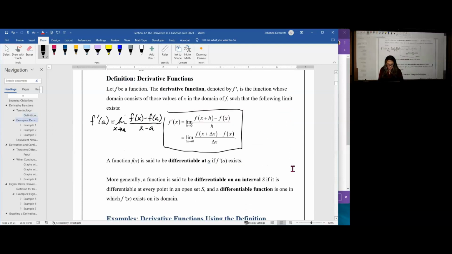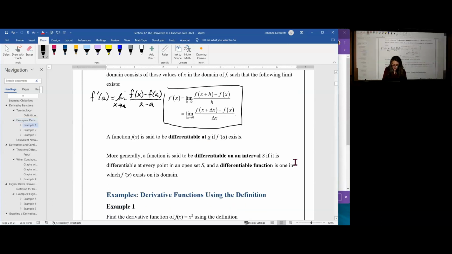If the derivative of a function exists at all points in the domain, we say that the function is differentiable. If it has a derivative at a particular value, we say it is differentiable at A, provided that the derivative exists there, meaning this limit comes out to be a finite real number.